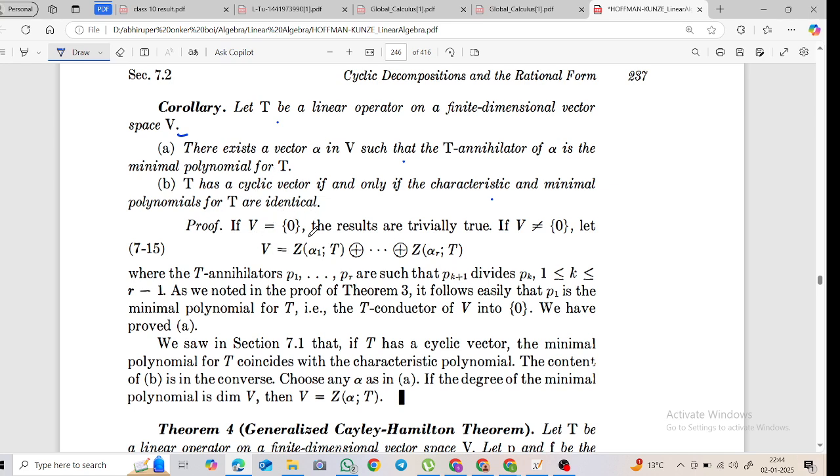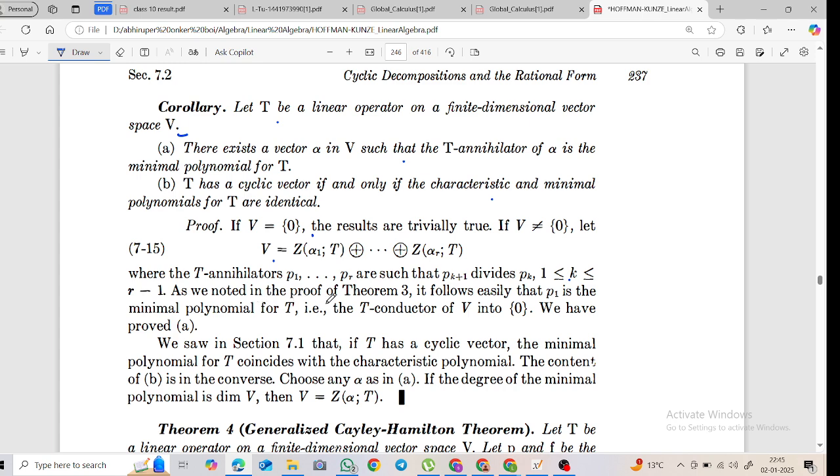If V equals 0, the results are trivially true. Let V equal this. So they have taken a decomposition of V where the T annihilators P1 to Pr are such that Pk plus 1 divides Pk, for k from 1 to r minus 1.